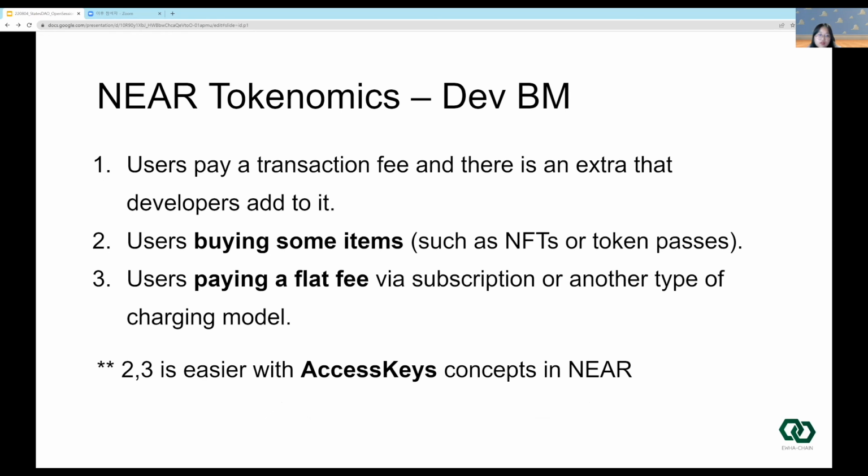There are a few ways applications and their developers can have business models on the blockchain. First, users pay a transaction fee and there is an extra that developers add to it. Second, users buy items such as NFTs or token passes. Third, users pay a flat fee via subscription or another type of charging model. NIR already makes it easier for the second and third options via access keys and different types of interactions between application and user.